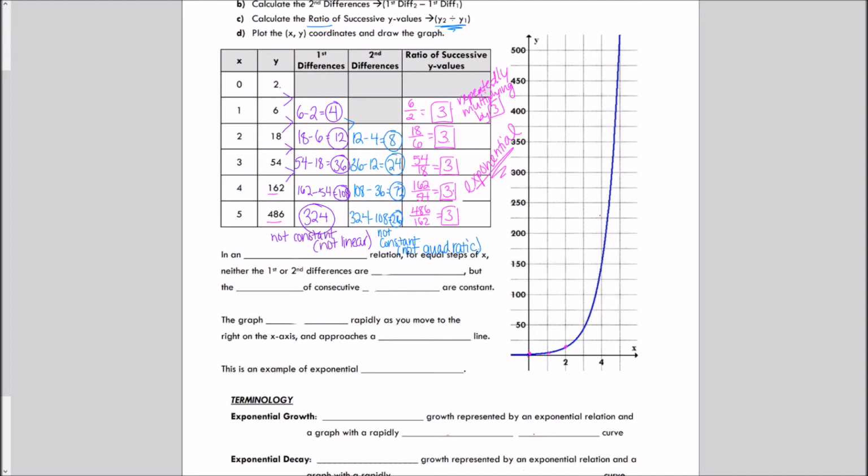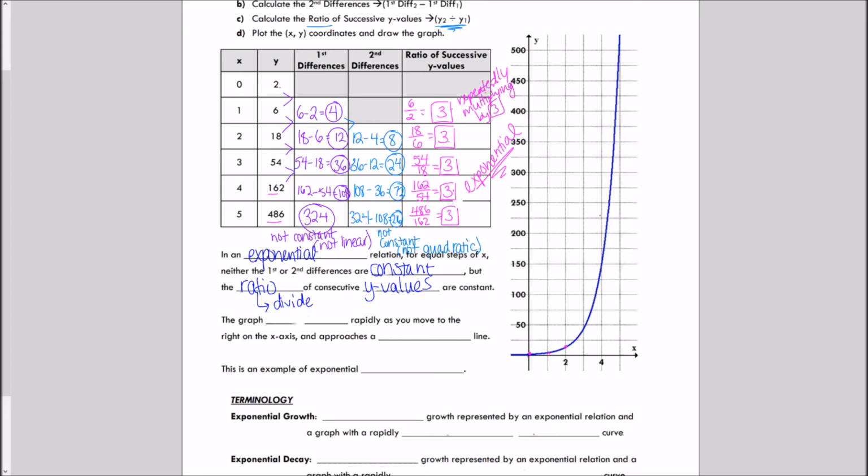So in an exponential relation, for equal steps of x, neither the first nor the second differences are constant, because then we would have either linear or quadratic, but the ratio of the consecutive y values are constant. Okay, and just a reminder, to find the ratio, you need to divide.